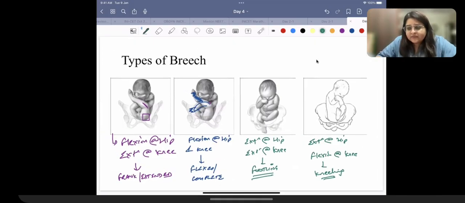Anencephaly can lead to both. Anencephaly can lead to polyhydramnios. Polyhydramnios can lead to preterm labor. Also, anencephaly में brain नहीं है. ठीक है, so brain नहीं है, so what happens?